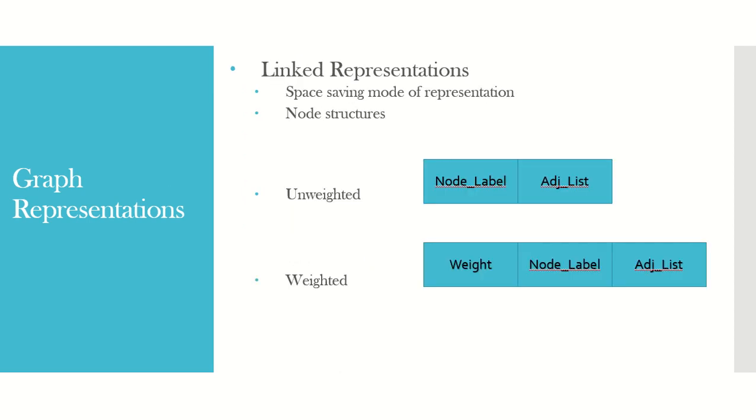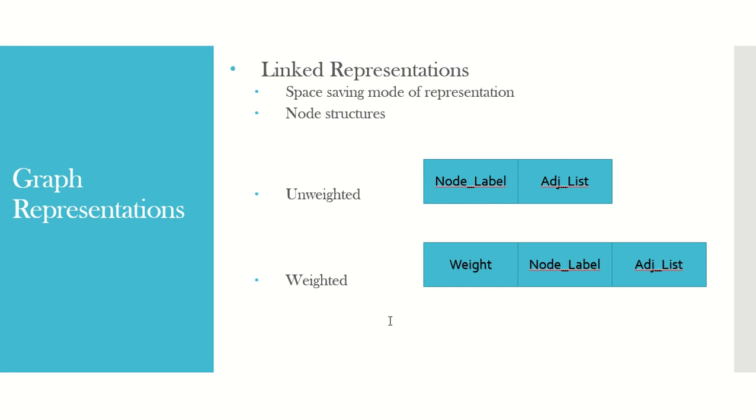Next is the linked representation. When you talk about linked representation, you should have a linked list. You should have a node structure as well. If you are going to deal with an unweighted graph, which means the edges do not have any weights associated with them, then the node structure is very simple: first you have the label of the node, and then the pointer to the next node, which is the adjacency list pointer.